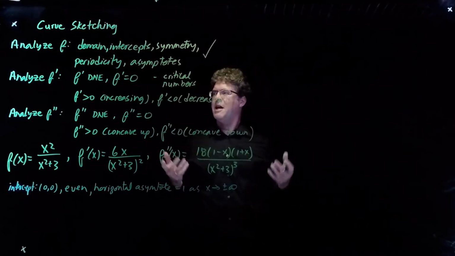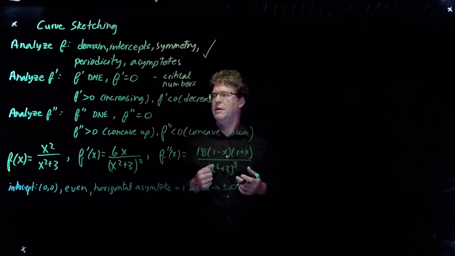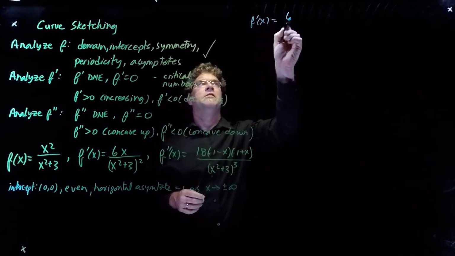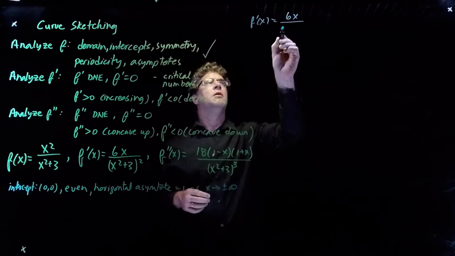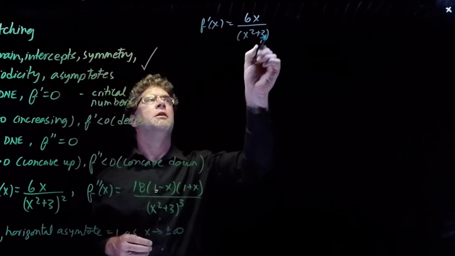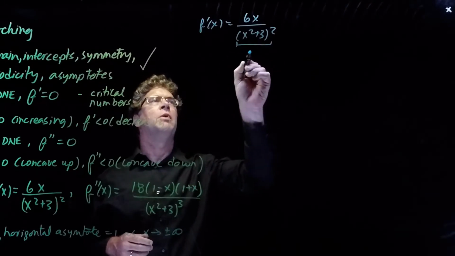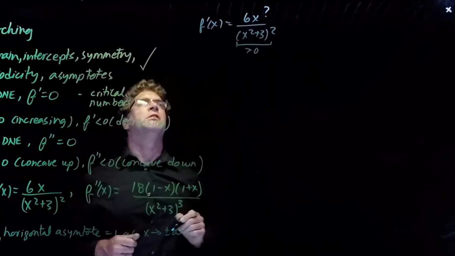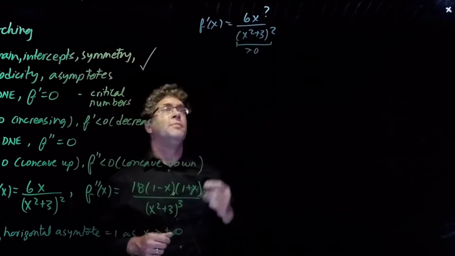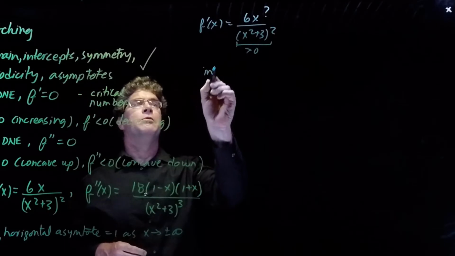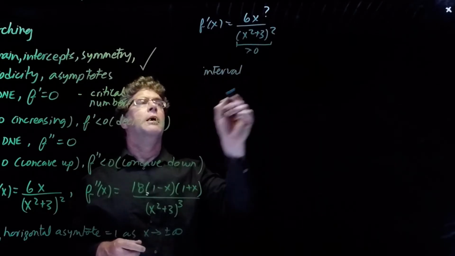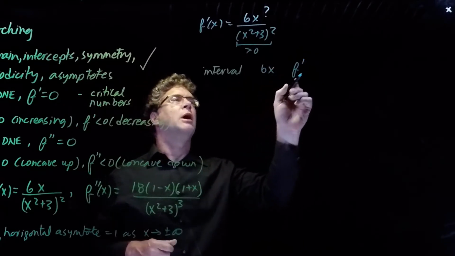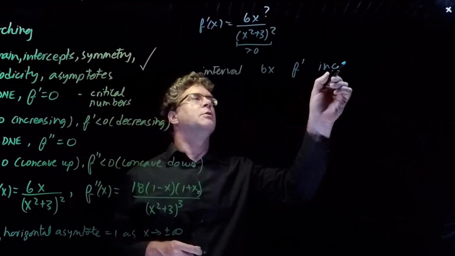Okay, so let's look at the first and second derivative now. The first derivative, f prime of x, is equal to 6x over x squared plus 3 squared. Now we know that x squared plus 3 squared is always going to be greater than 0, so we're really interested in the sign of 6x. And so if we set up our interval, then we can look at the value of 6x and the value of f prime, and then we can decide if it's increasing or decreasing.